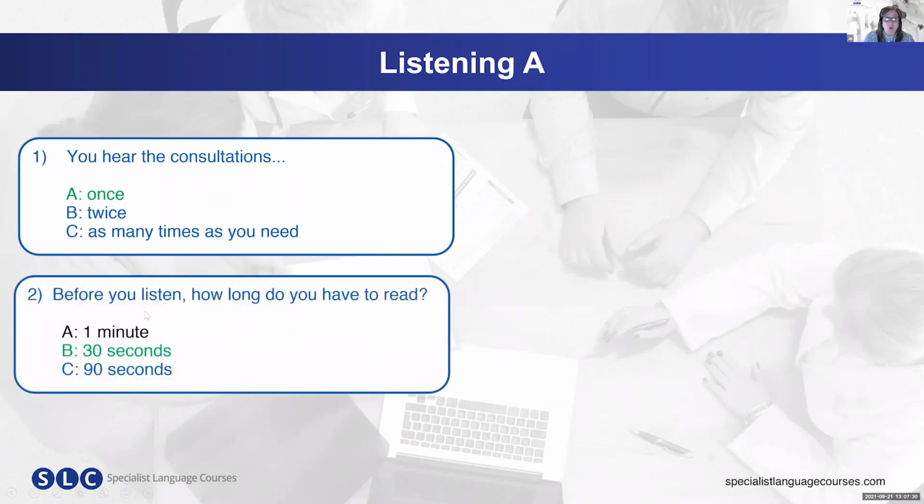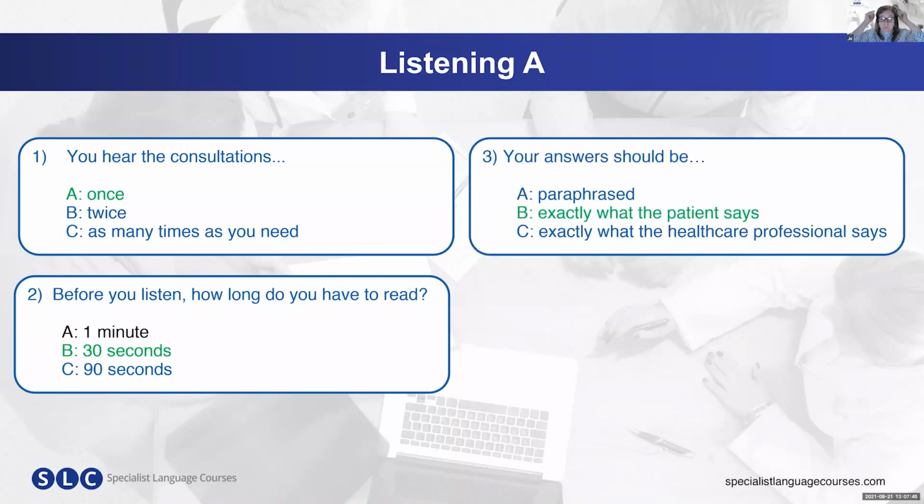Before each extract, you only have 30 seconds to read, so it's not a lot of time. That's for each extract, so 30 seconds to read quickly. 90 seconds is for Listening C. You need to write exactly what the patient says, so don't paraphrase, and you're usually reporting what the patient says, not what the healthcare professional says.